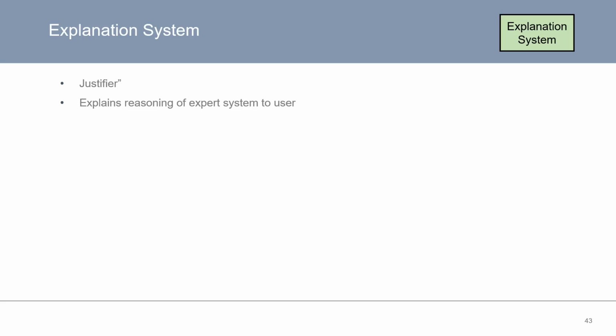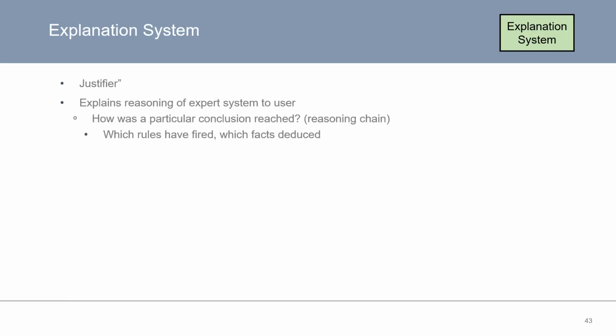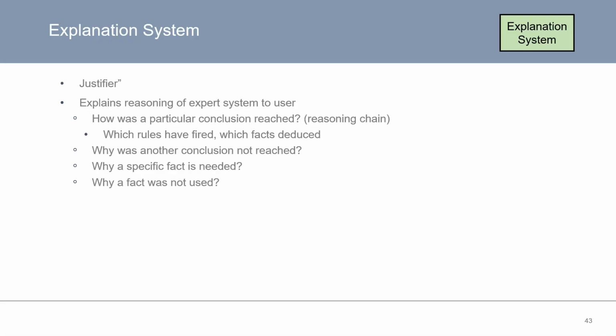And lastly, the explanation system is also known as the justifier. This explains the reasoning of an expert system to the user. For example, how is a particular conclusion reached by means of a reasoning chain? This can highlight what rules were fired and what facts were detected along the way. They can also be used to answer why another conclusion was not reached, or why a specific fact is needed if requested by the system from the user. And it can also be used to answer why a fact was not used, or maybe why it wasn't a part of an inference chain.